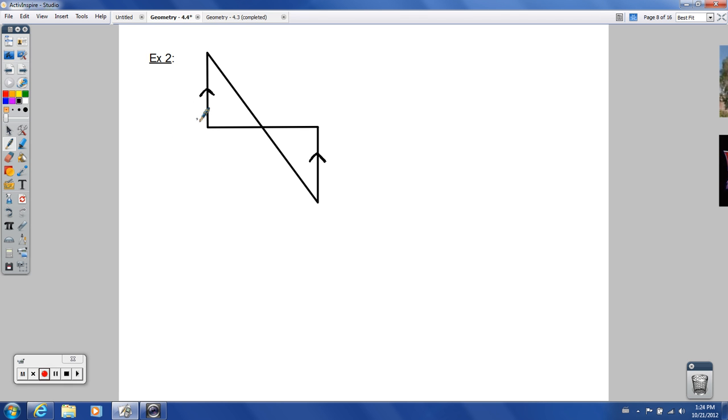And I'm also going to give you some labels here for the points. So this is going to be M, an A, an R, a T, and a Y right there. Okay, so M, A, R, T, and Y.